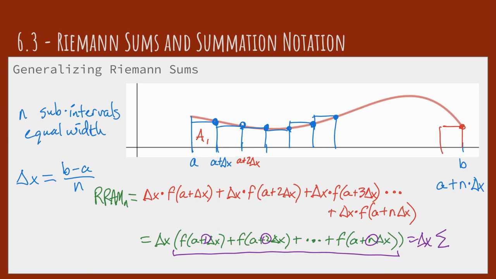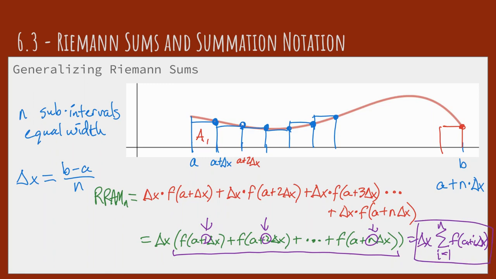So we're going to take the sum of f of a plus i delta x. I'm replacing the numbers that I have circled here with an i, and i starts out at 1 and goes up to n. So in closed sigma notation form, if we're using equal width subintervals and we're using RRAM, then the approximation we're going to get is given by this formula.